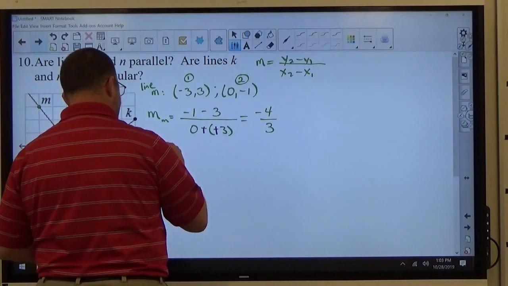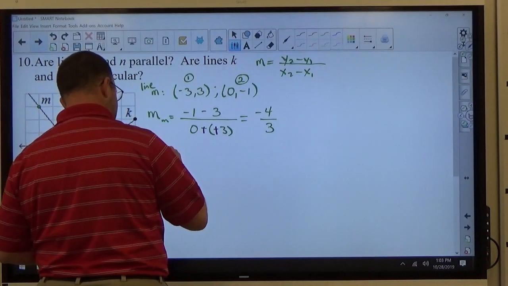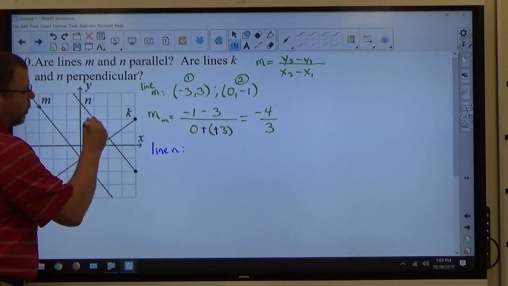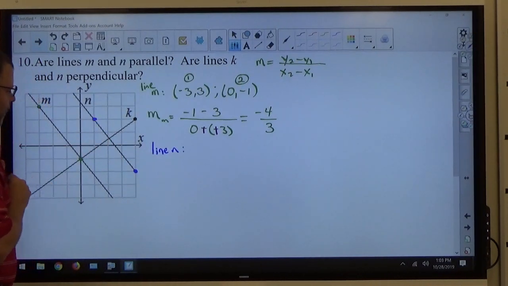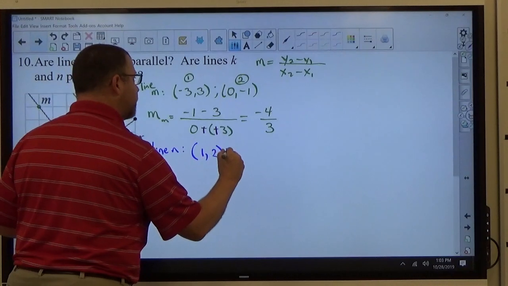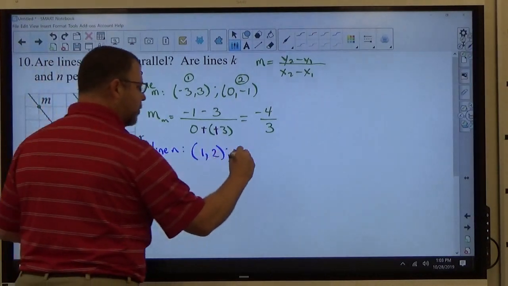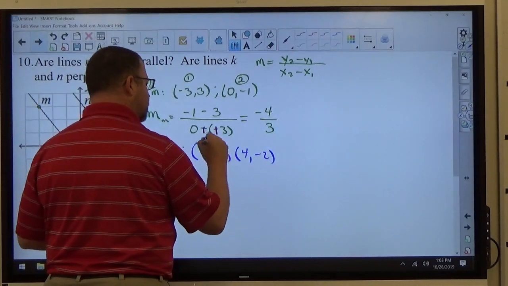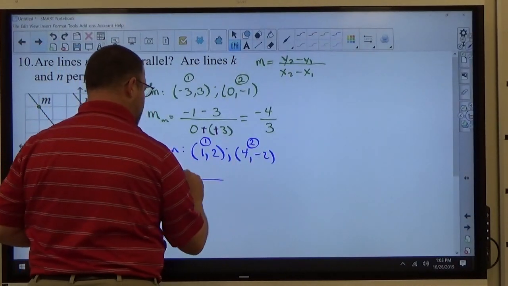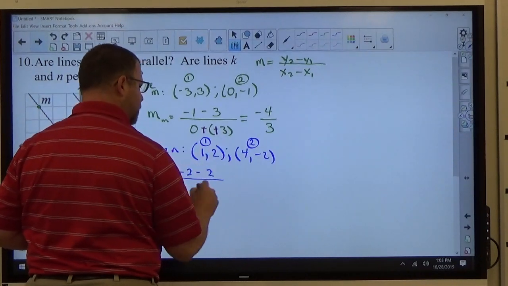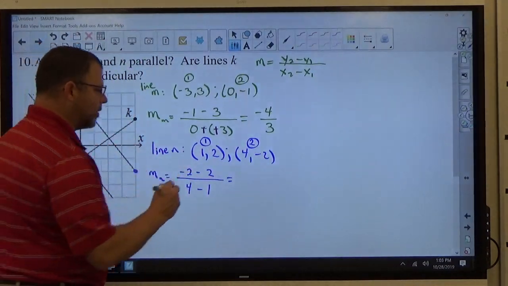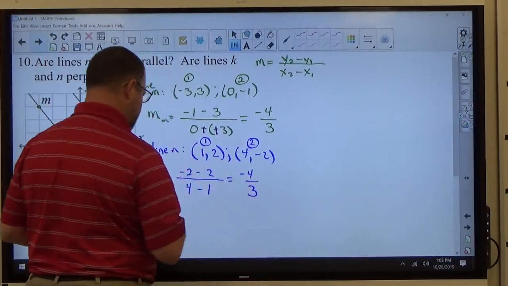I look at line N. Once again, I have to pick points on line N. So that's a point. That's a point. The points will be very clearly marked like that, so it won't be hard to identify. This point here is 1 right and 2 up, so that's positive 1 for x, positive 2 for y. And this point here is 4 right and 2 down, that's positive 4 for x and negative 2 for y. I'm going to identify this as point 1, this is point 2. Applying the slope formula, the slope of line N is equal to y2, which is negative 2, minus y1, positive 2, and x2 on the bottom, 4, minus x1, 1. On top, negative 2 minus 2 is negative 4. 4 minus 1 is positive 3.